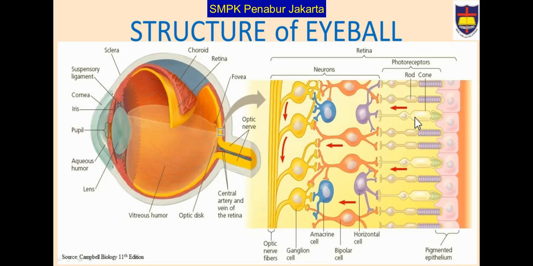There are 3 types of cones. Each has a different sensitivity across the visible spectrum: red, green, or blue. Human retina consists of 125 million rods and 6 million cones. Photoreceptors change the light into impulses. The red arrows show the flow of impulse from the photoreceptors to the optic nerve.